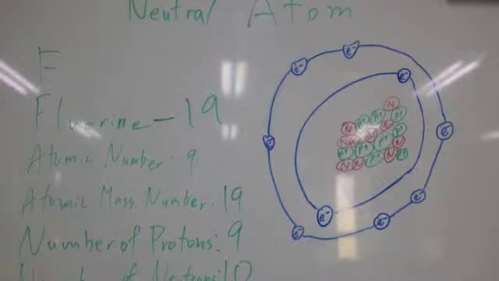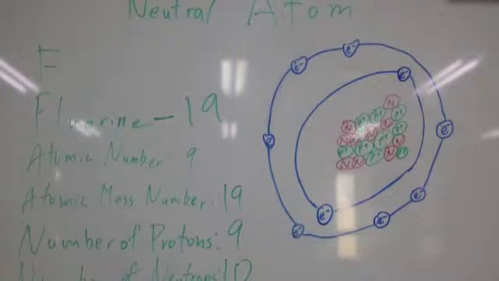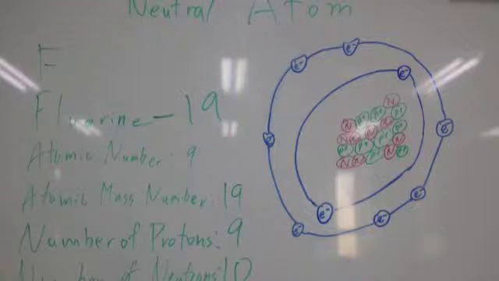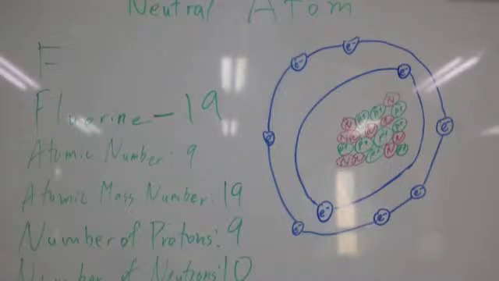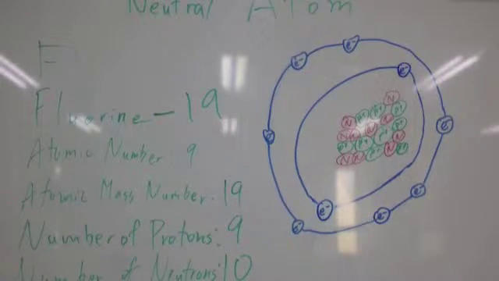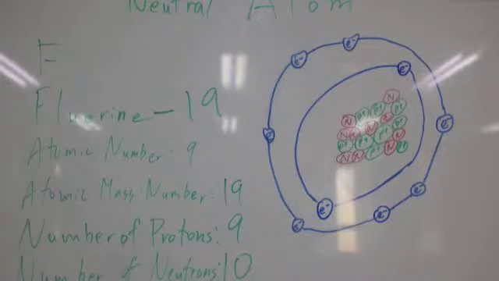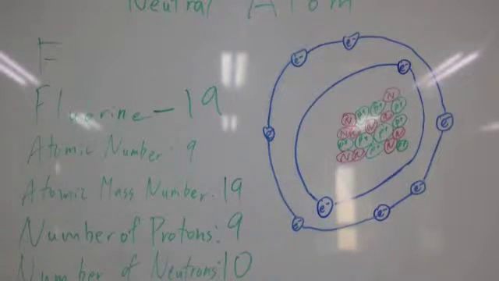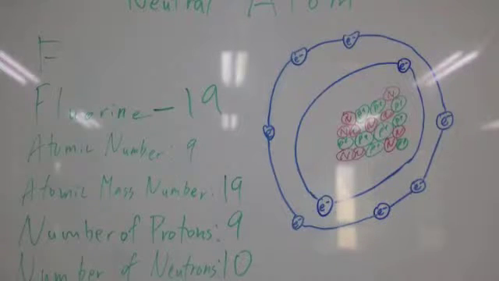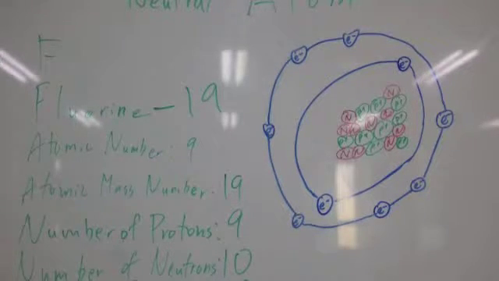Now, fluorine is the ninth element in the periodic table, and its atomic symbol is just one letter, F. It has an atomic number of 9 and an atomic mass number of 19. In its stable form, in a neutral atom, there are 9 protons, 10 neutrons, and 9 electrons.